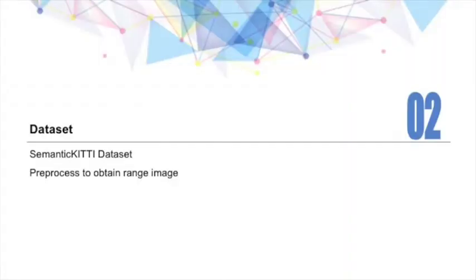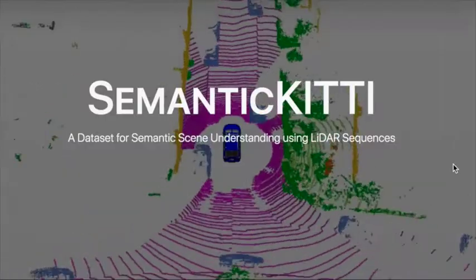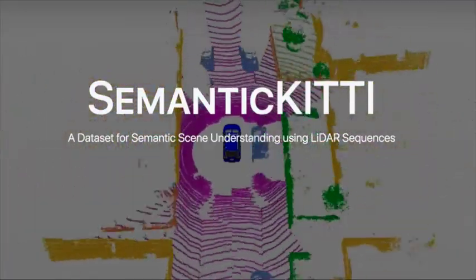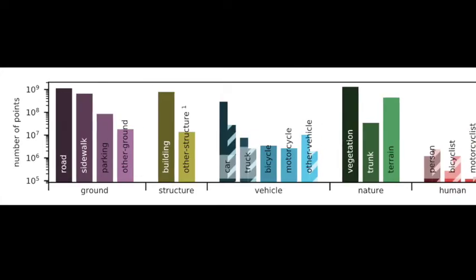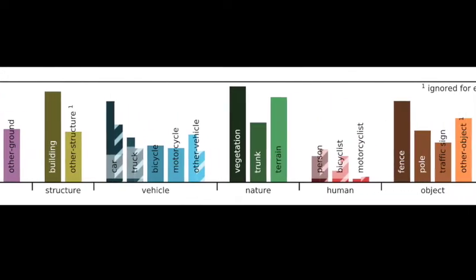We used the SemanticKITTI dataset for our project. It provides 22 LiDAR sequences from different outdoor driving and a pool of 28 classes to map the whole environment. Half of the sequences are labeled so we can use them for training the network.